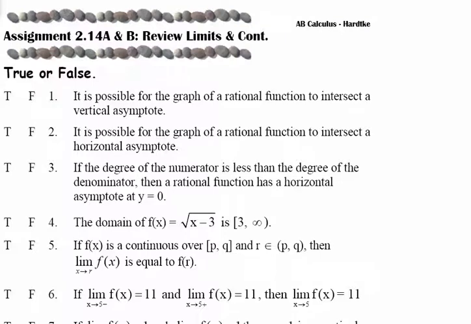These are our solutions for review assignment 2.14. Some repetition from previous units to make sure we remember everything about limits. In our true-false, first we're asked whether it's possible to intersect vertical asymptotes.